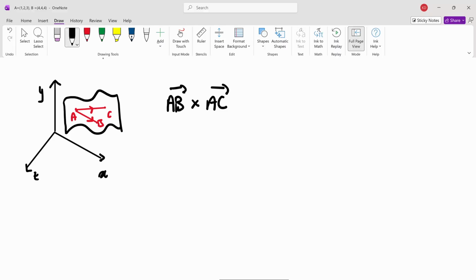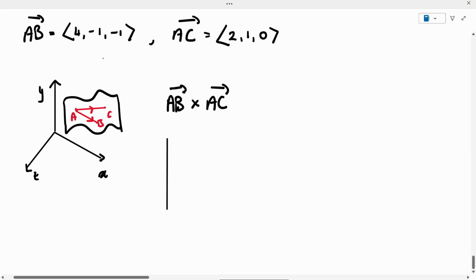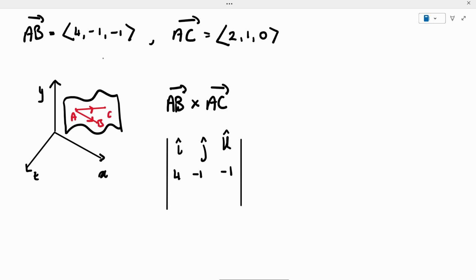All right, so if we want to find the cross product, we need this matrix here. So we have i, j, k. Then we have 4, minus 1, minus 1. And we have 2, 1, 0.